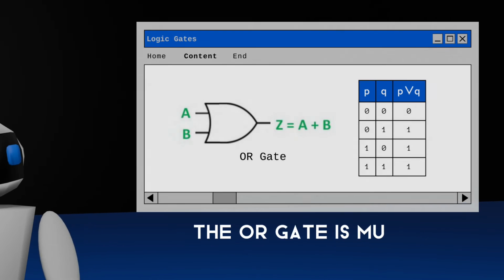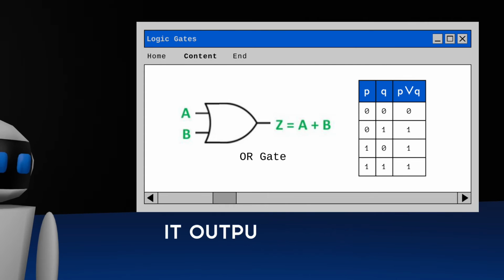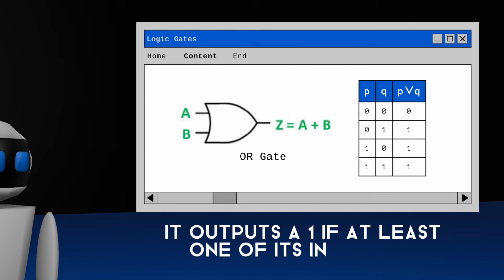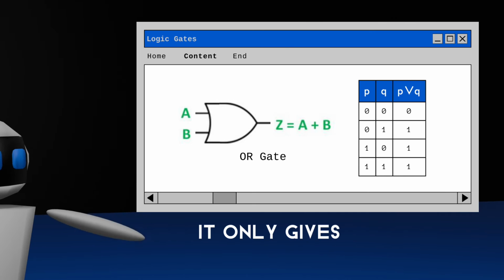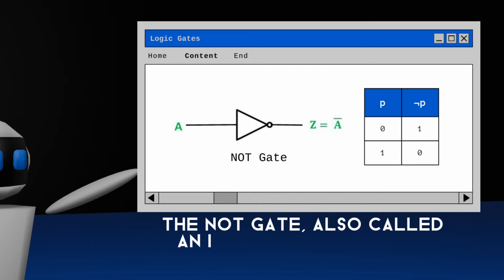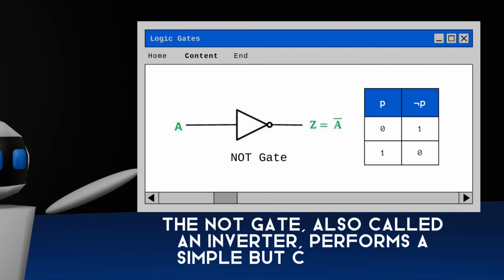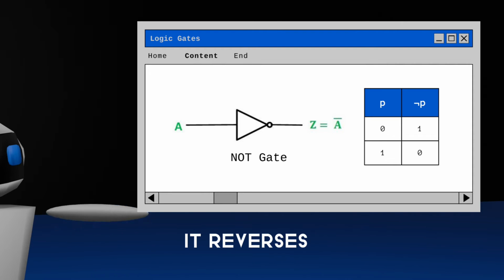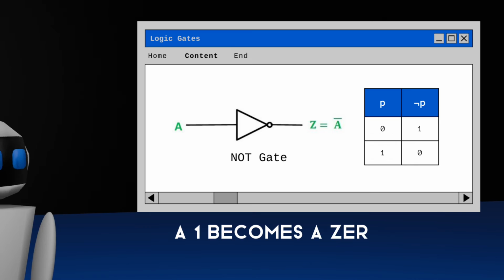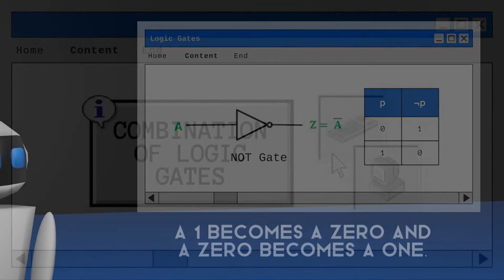The OR gate is much more permissive. It outputs a 1 if at least one of its inputs is 1. It only gives a 0 if all inputs are 0. The NOT gate, also called an inverter, performs a simple but crucial task. It reverses the input. A 1 becomes a 0, and a 0 becomes a 1.